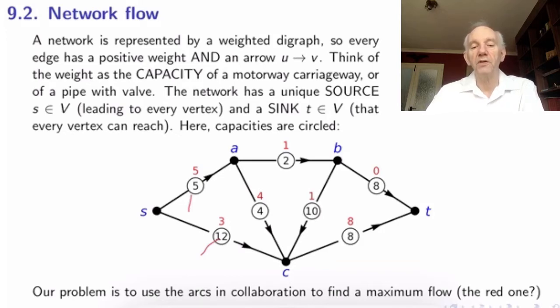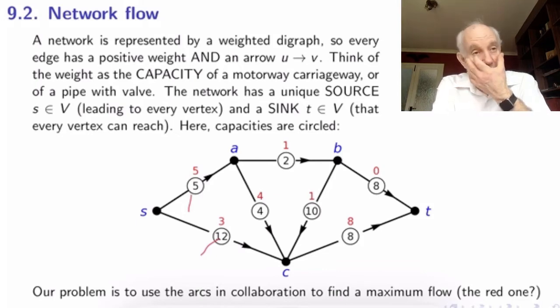So let's look at the conditions that these flow numbers have to satisfy, and I'll give the definition on the next slide. But what are these flow numbers? The flow is going to be indicated by assigning a number to each edge. And what are the constraints on these numbers? Well, there are two constraints. The first is that you can't have more flow along the pipe than the capacity of the pipe.